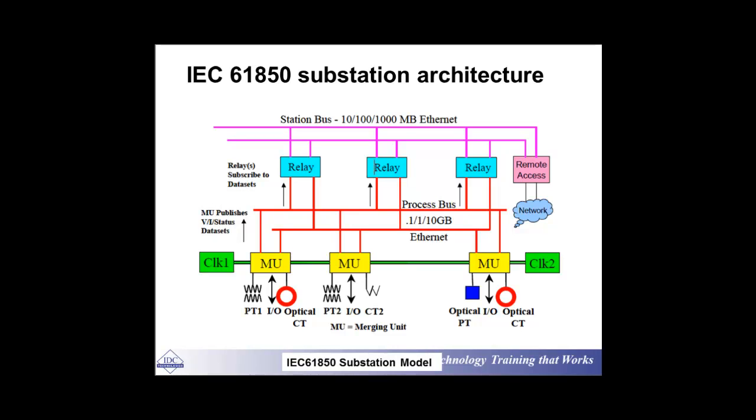Okay, so basically these MUs, or merging units, just publish, as it says in here, the V and I and the status of data sets. So these are the publishers. These merging units are the ones who are responsible for publishing the status of the information. Let's say the status of the circuit breakers, the conditions of the CTs and VTs, and the information that is received from the transformers or something.